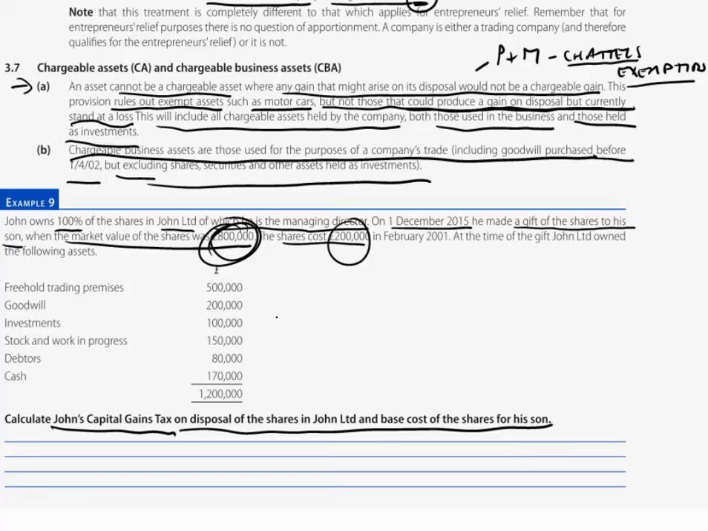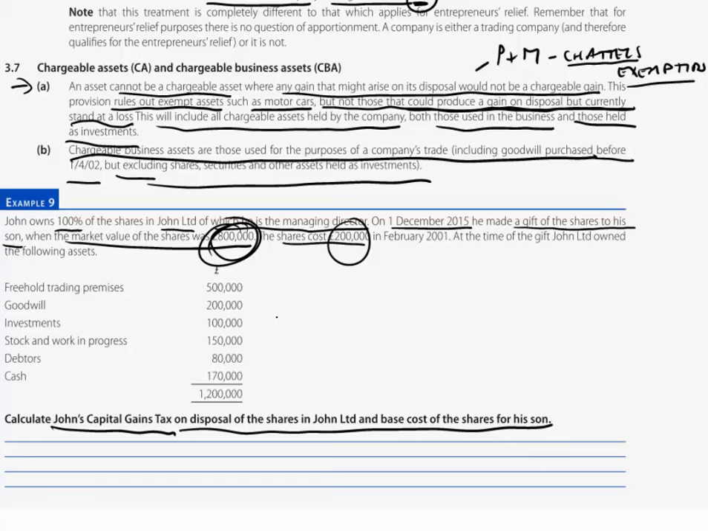Freehold trading premises, very obviously chargeable business assets. Goodwill, chargeable business asset. Investment, chargeable asset. Stocks and work in progress, debtors and cash, these are current assets. Their disposal does not give rise to capital gains. They are exempt. They are not chargeable assets.